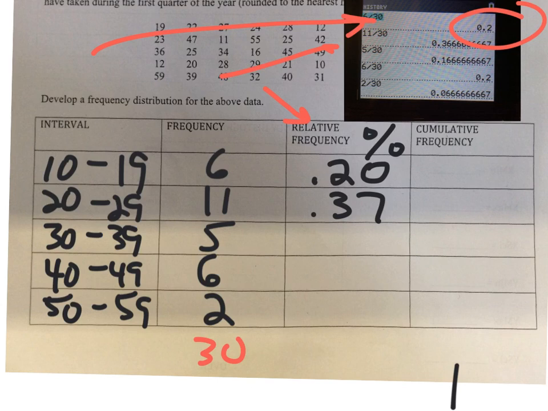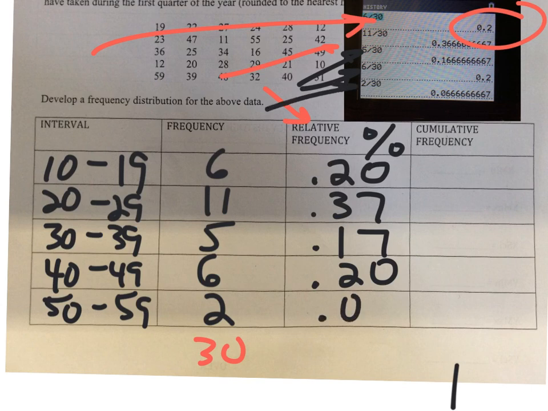Third interval, from 30 to 39, has 5. 5 divided by 30, 0.166, so basically 17% of the data values. The fourth interval, 6 data values, so 6 over 30, again 20%. And then the fifth interval, there was only 2 numbers, so that's 0.06 or 7% of the data values.